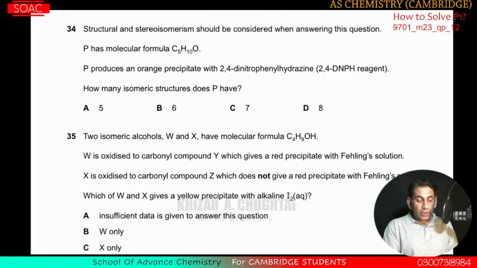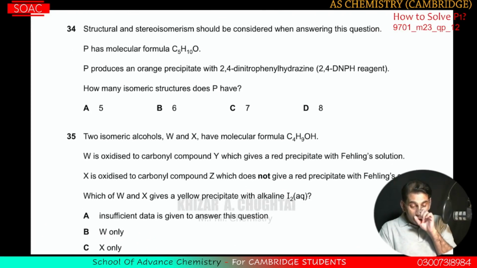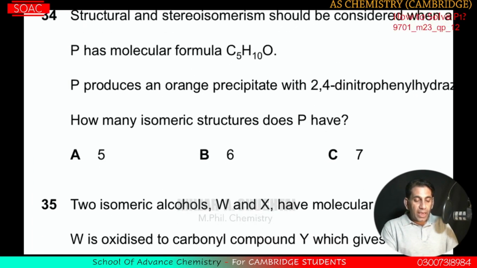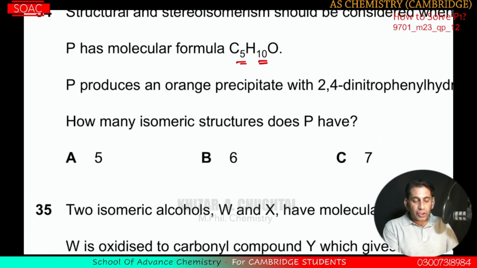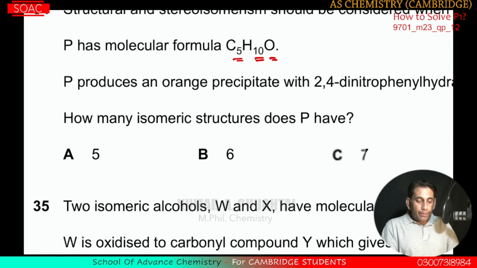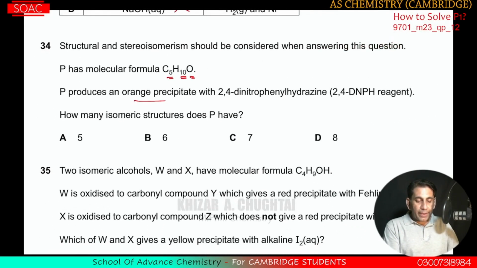Question number 34. Structural and stereoisomers should be considered when answering this question. P has a molecular formula C5H10O. P produces an orange precipitate with 2,4-DNPH. I mean, it may be an aldehyde.